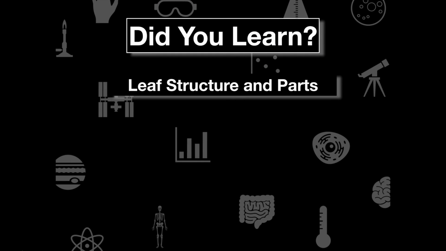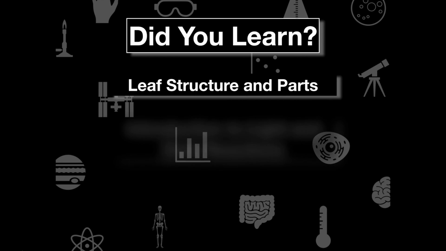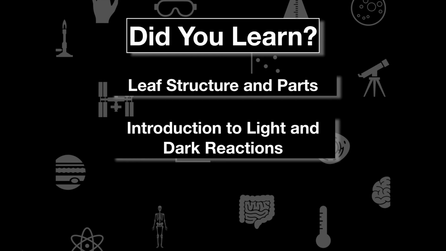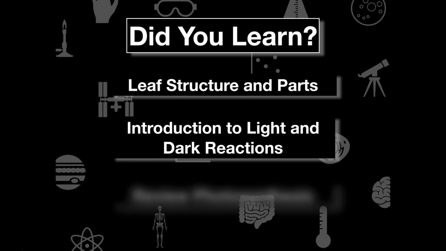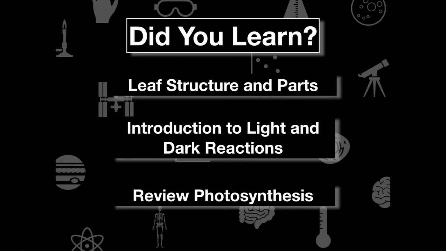All right, so did you guys learn a couple of things? Did you learn the leaf structure and parts of the actual leaf? Did you get an introduction to light and dark reactions? I've brought up the electron transport chain a little bit. And then did you guys go through and review photosynthesis?